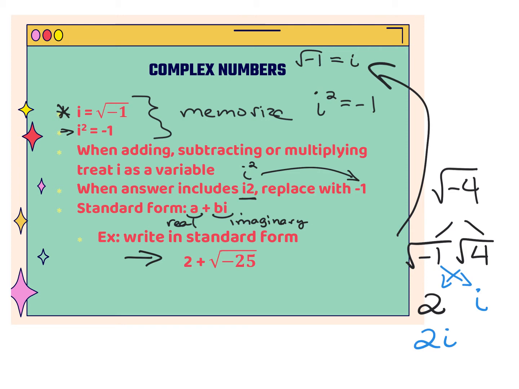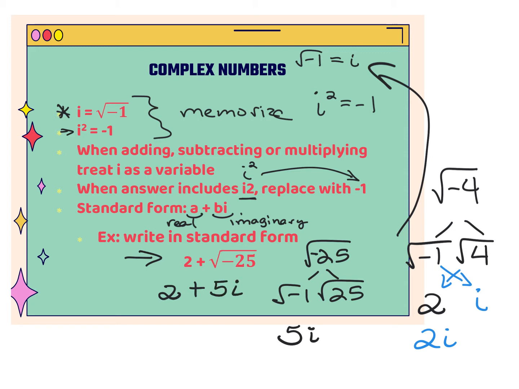So back to this one that was written here, I don't do anything with the real. I could break down my -25, and I can break it into a -1 times 25. And then square root of 25 is 5. Square root of -1 is i. So then this would simplify into 2 plus 5i. And that's in the standard form. It's got the real part and then the imaginary.